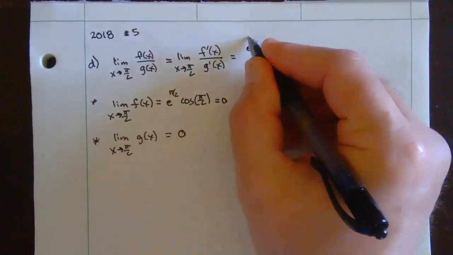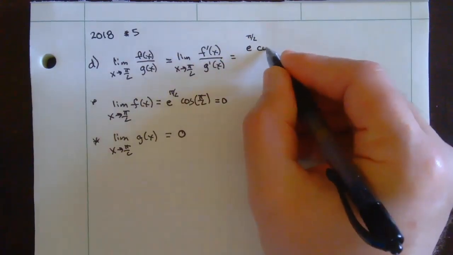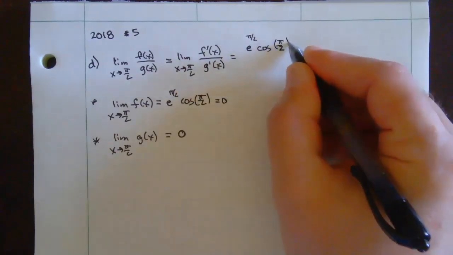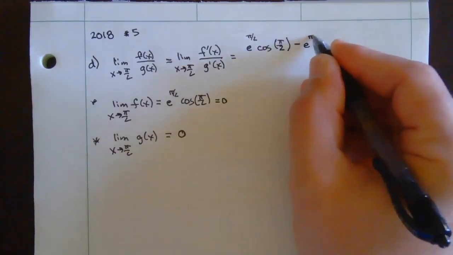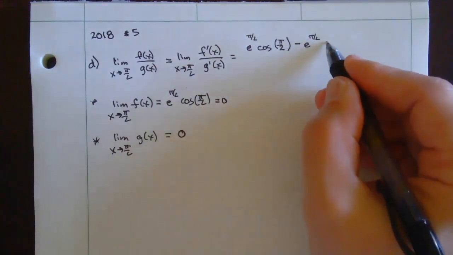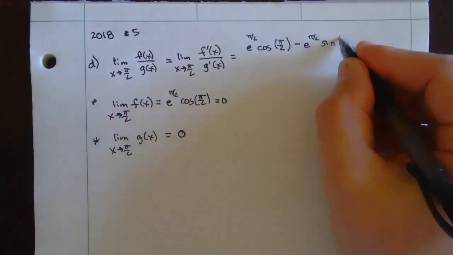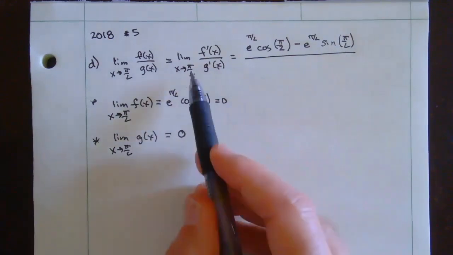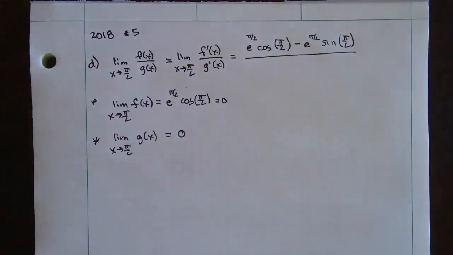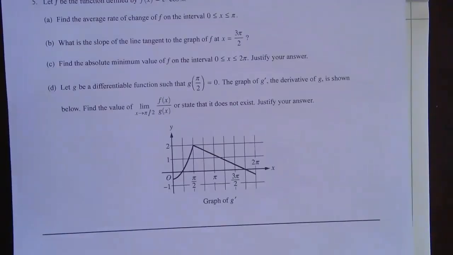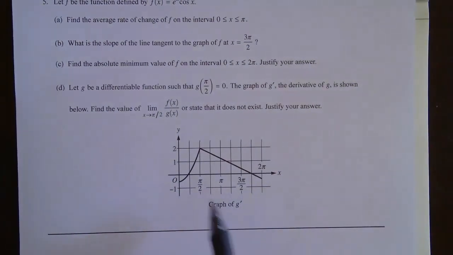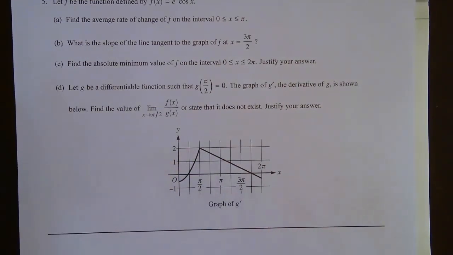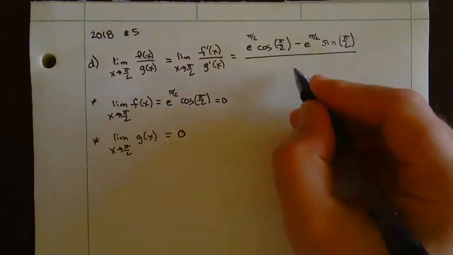So direct substitution would give us e to the pi over 2 cosine of pi over 2 minus e to the pi over 2 sine of pi over 2, all over the limit as x approaches pi over 2 of g prime. They gave us the graph of g prime, right? So go back and look at what happens for g prime as you approach pi over 2. Both sides are approaching the same thing. It's 2, right? So this would be over 2.